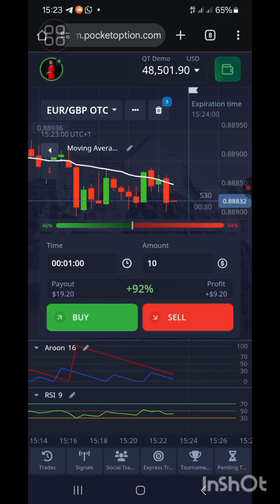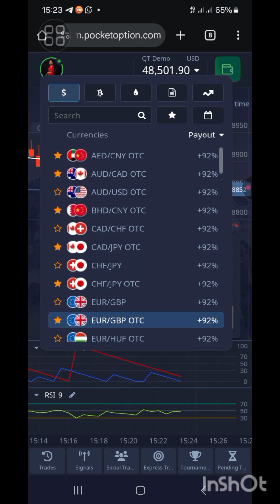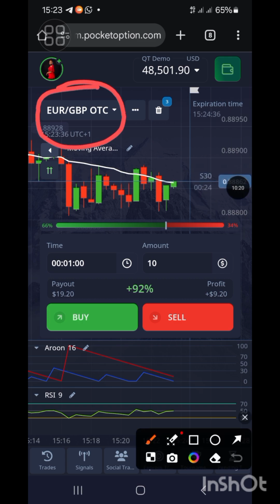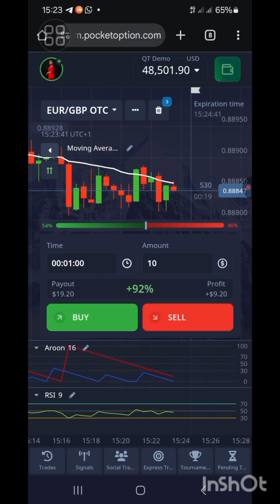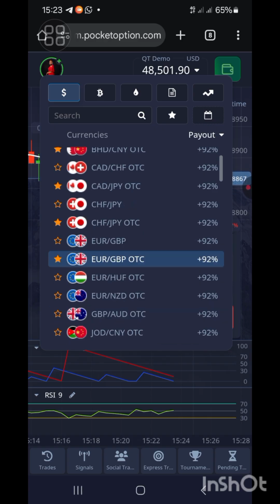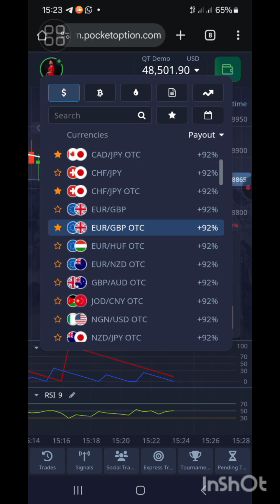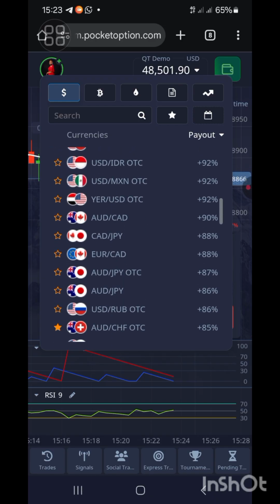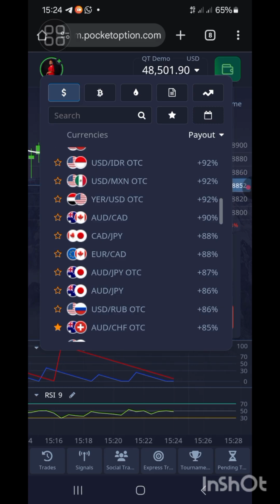So she said choose instruments with high payout. What she means are the currency pairs. So you click on this place written EUR/GBP. You can see any other currency pair. It depends on what you see, but I'm trying to show you those are currency pairs. Then the ones you should work with are the ones with high payouts. These ones showing here, plus 92 and above, are high payout. Don't focus on the ones that are 80 and below. Choose the ones that have a payout above 90. Those are the ones you should work with.